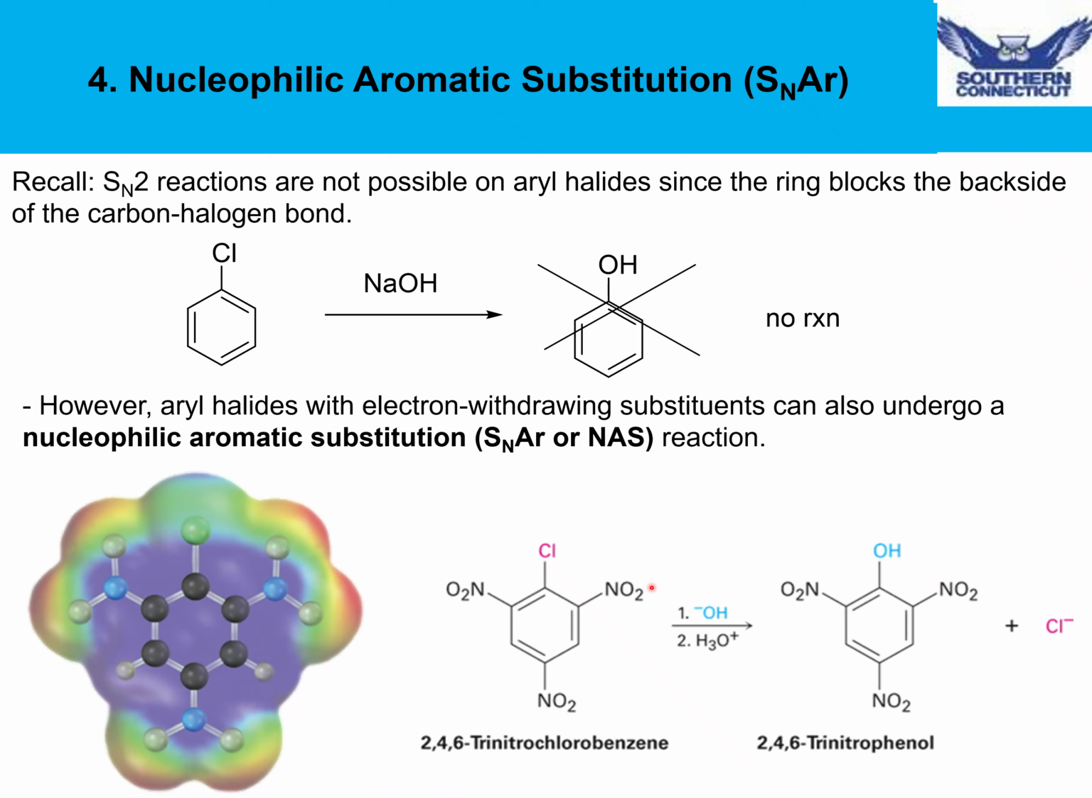However, if you put enough electron withdrawing groups on the ring, for example, several nitro groups, that activates that carbon to do another type of substitution reaction called nucleophilic aromatic substitution. This is a reaction that occurs through a different mechanism and it does not involve backside attack of the carbon to halogen bond. A hydroxide ion, for example, can replace the halogen through a nucleophilic aromatic substitution, again, if we have several electron withdrawing groups on the ring.